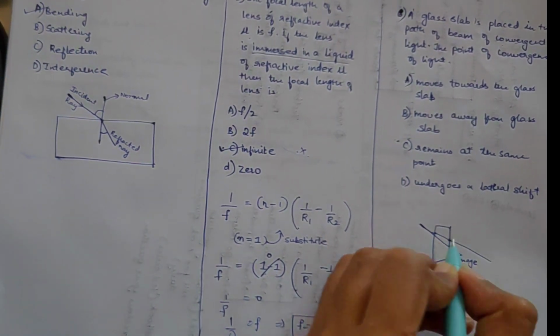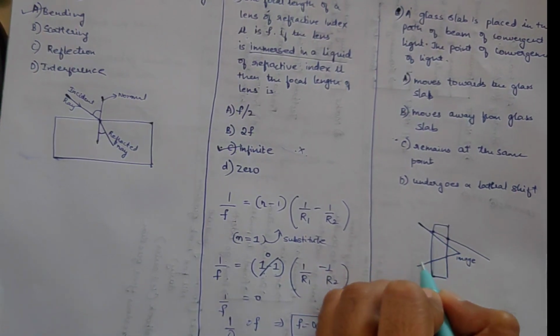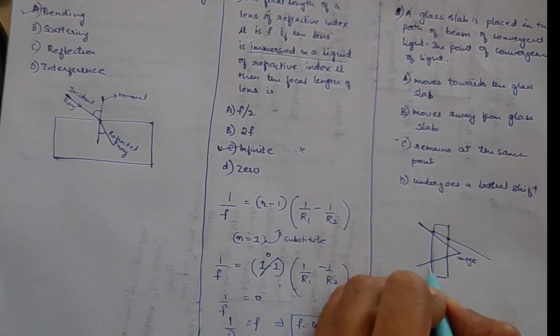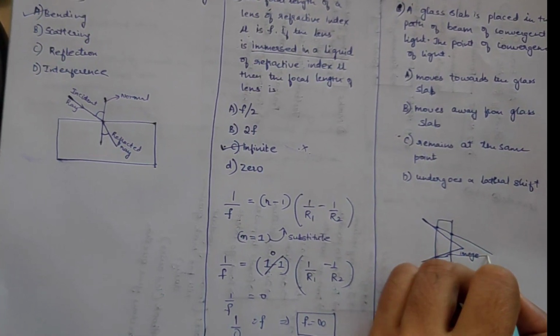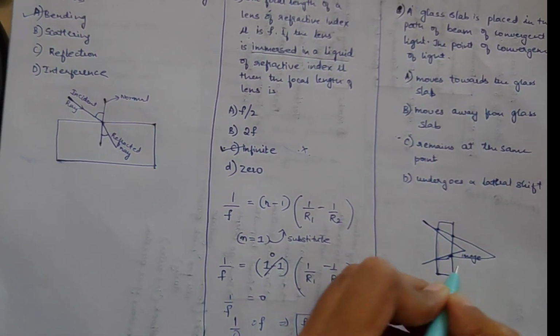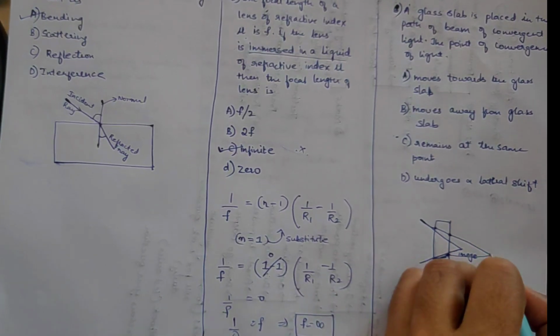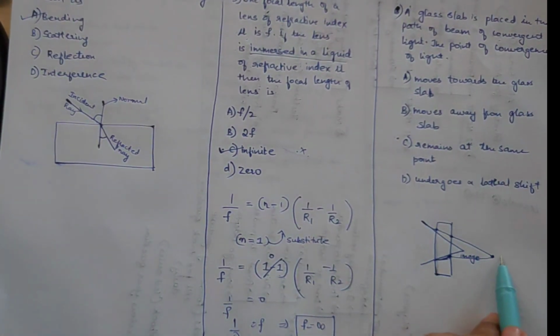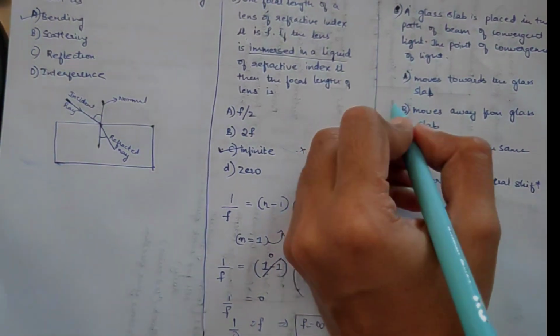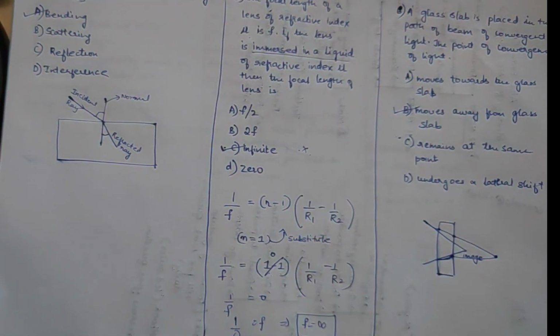Here also it undergoes refraction, here also it will undergo refraction, and then here also there is a change, here also there will be change. So the image will be formed here, you think. Okay, so the image will be formed here. So what is happening from this? It moves away from the glass slab. Option B is your answer.